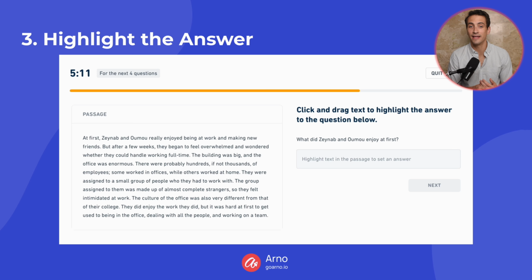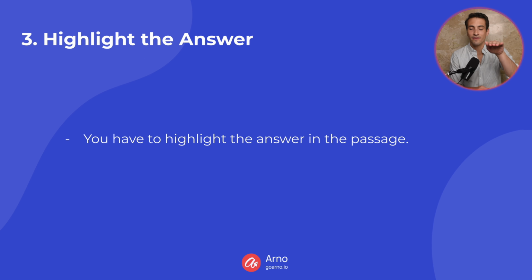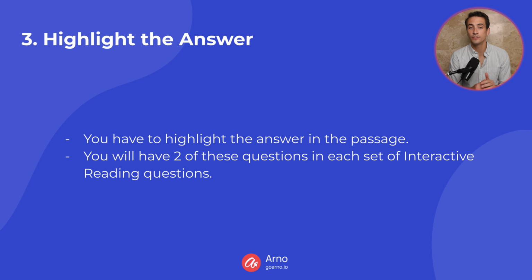Next is highlight the answer. It looks like this. You will be given a question and the passage on the left-hand side, and you have to highlight the answer in the passage. It's important to note that you will have 2 of these questions in each set of interactive reading questions. All of the other questions appear just one time.